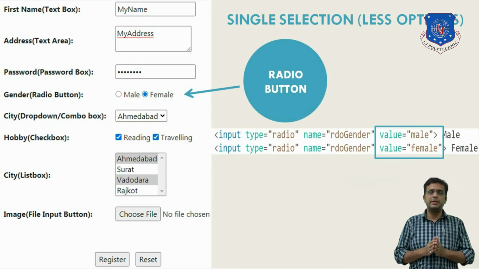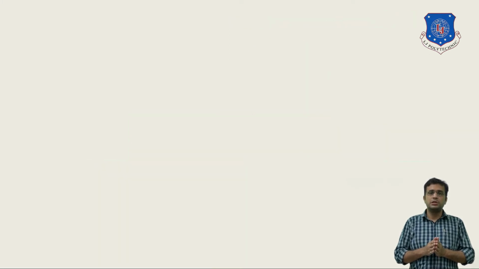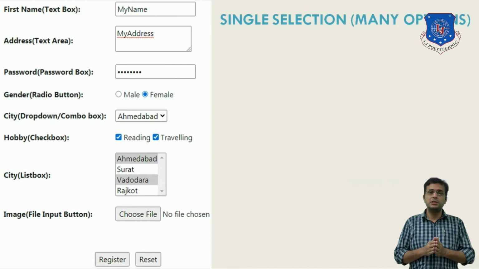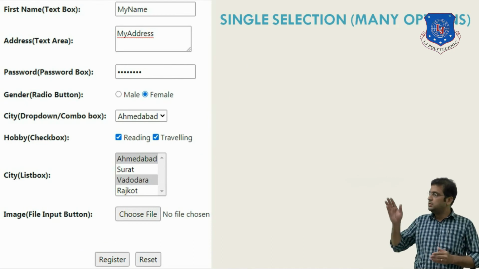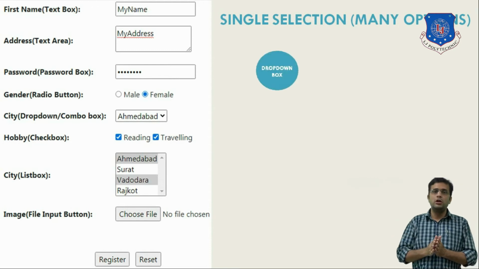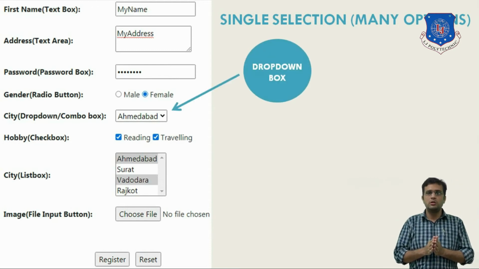Now we see the form element which is used for the same purpose as the radio button. But whenever we have multiple options, meaning more options than usual, we can use this form element. This is the form element. It is called a drop down box or combo box. Whenever the number of options is large, for example city or state, we can use this form element.